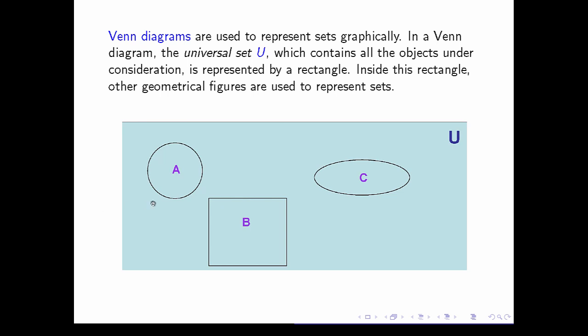So in this figure, we have three sets, A, B, and C, and they are represented by three different figures. And the elements of each of the sets stay within each of these figures.